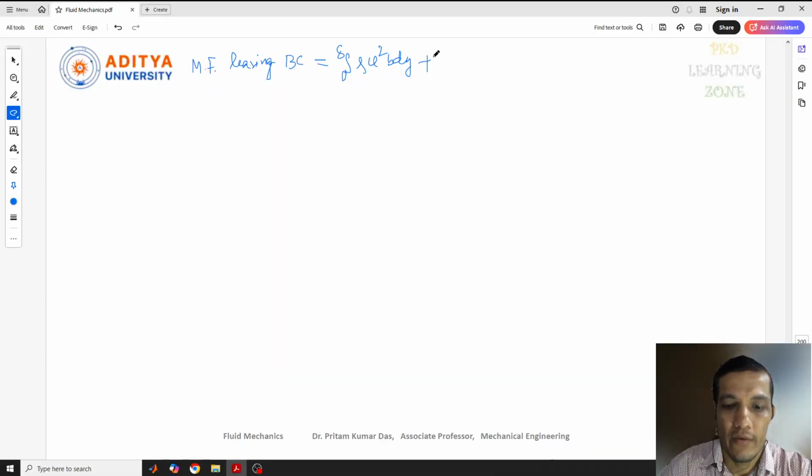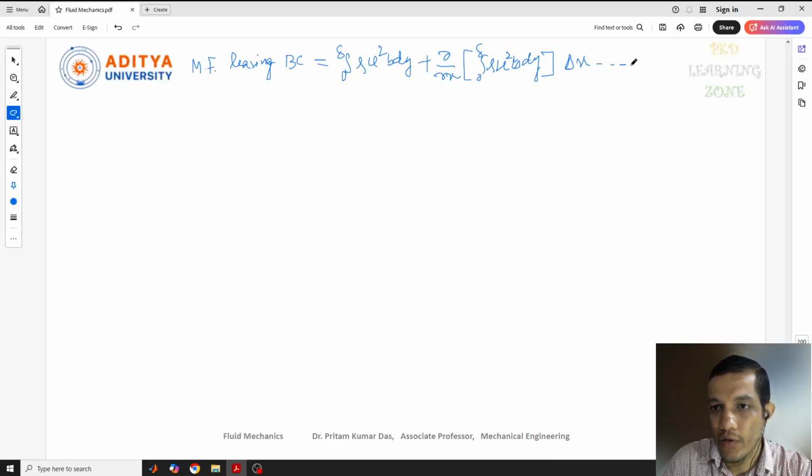Again the same thing I need to write here. This is del by del x bracket start, and this is 0 to delta into rho u square b dy into delta x. This is the momentum flux which is leaving the BC. Now this one we can give as equation 6. All the equations we can give some numbers.